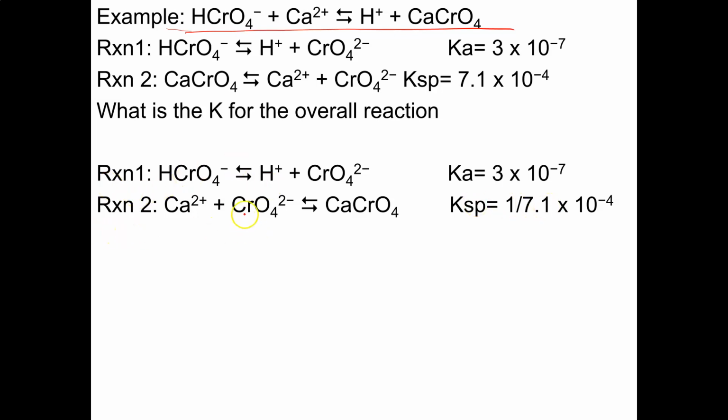Here's reaction 2. So what I did, I took this chemical and I kept it as is. Now, why did I keep it as is? Because I need HCrO4 on the reactant side, just like Hess's law, same exact concept. Then the second reaction, what did I do? Well, I need calcium chromate on the product side. So what I need to do is flip it. Now, when I flip the reaction, reciprocal of the K, and that's what I did here.